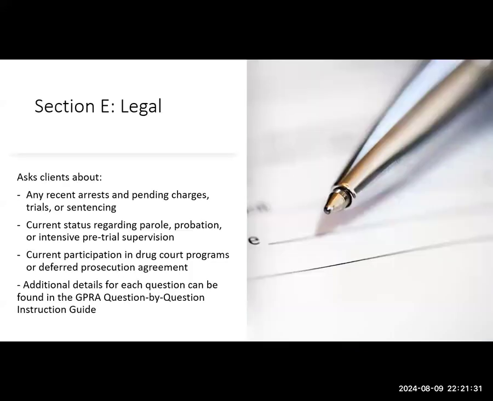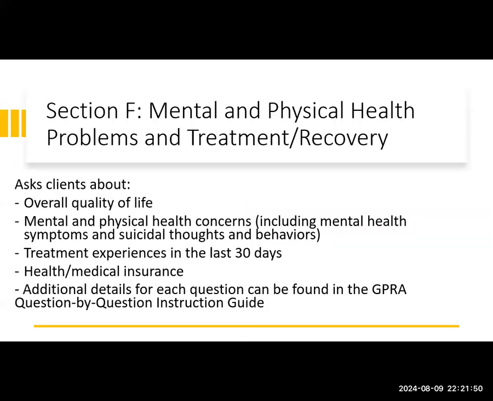Section E covers legal issues and asks clients about any recent arrests and pending charges, trials, or sentencing, their current status regarding parole, probation, or intensive pretrial supervision, and their current participation in any drug court programs or deferred prosecution agreements. Next, we come to Section F, which covers mental and physical health problems and treatment and recovery.